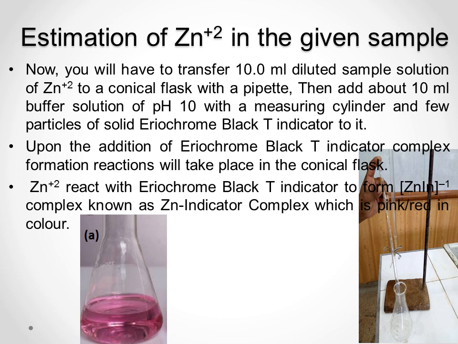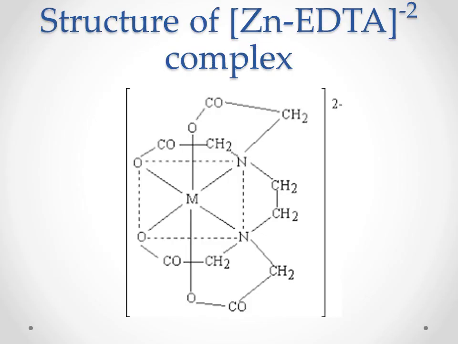Zinc 2+ reacts with EBT to form the zinc indicator complex, known as Zn-In minus 1. So it will appear in the form of a pink or red colored complex. You can see here the structure of the zinc EDTA complex, as you saw in the previous slide the structure of the magnesium EDTA complex.